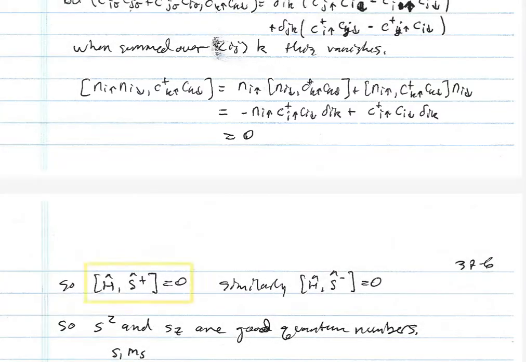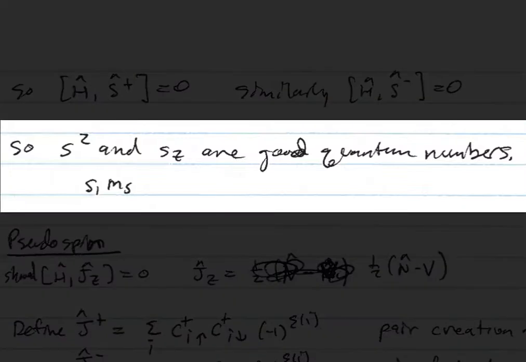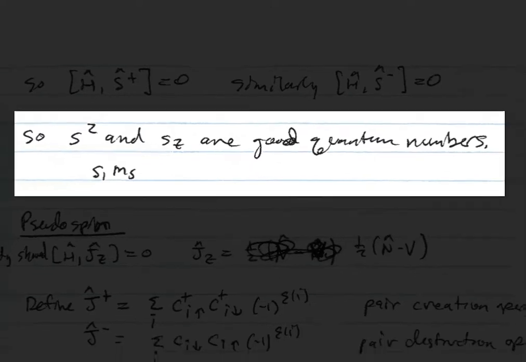Okay, so what we've shown is the commutator of H with S plus is 0. Now I don't have to redo the calculation for H with S minus. I just take the Hermitian conjugate of that equality, and I find immediately that H with S minus is also equal to 0. So that means that S plus, S minus, and Sz all commute with the Hamiltonian, and now that means I can use S squared along with Sz as good quantum numbers. So I can label my states by total angular momentum S and z component of angular momentum m_S.